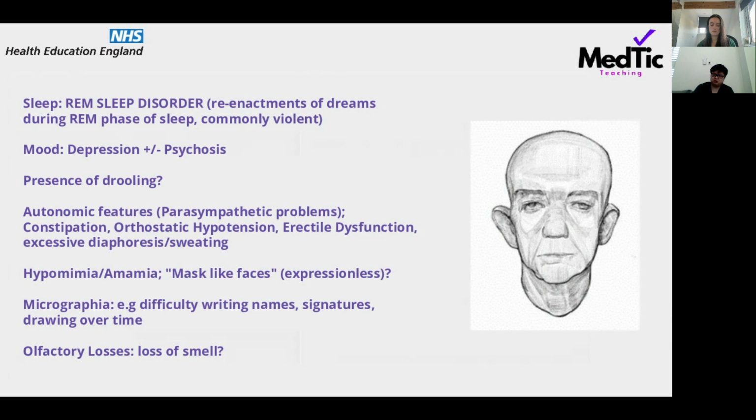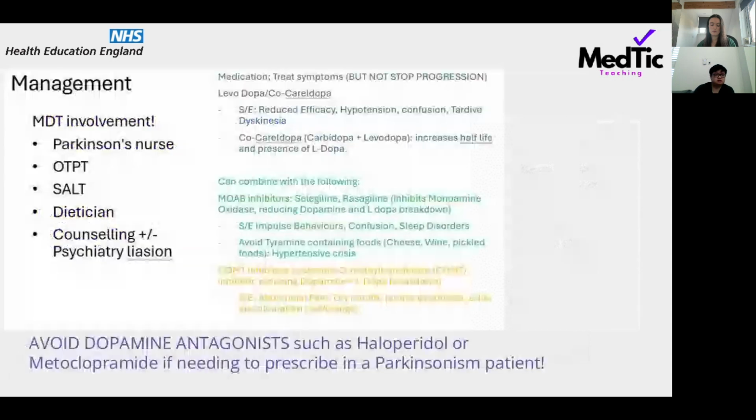Again, these are very non-specific, but if they have one or a combination of these alongside Parkinsonism, it leads more towards a diagnosis of idiopathic Parkinson's disease. Management is quite multidisciplinary. It involves a lot of inpatient and outpatient Parkinson nurse involvement alongside the neurologist, occupational therapy and physiotherapy, speech and language, dietitian, and even some counseling, psychiatry liaison for mood as well.